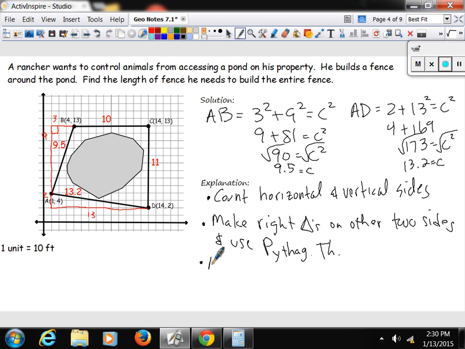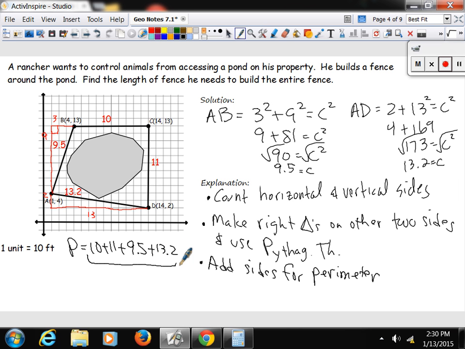Okay, down here, explanation, we want to add sides for perimeter. So perimeter equals 10 plus 11 plus 9.5 plus 13.2. You add all this together and you get 43.7. So 43.7 units. 43.7 feet he needs.